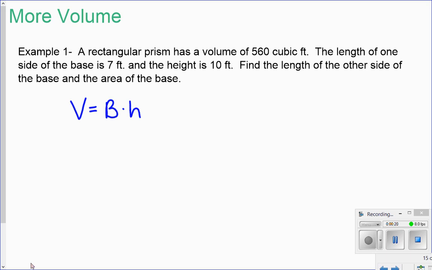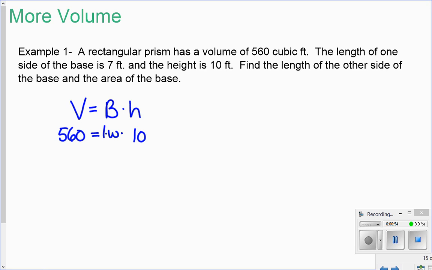So I'm going to go ahead and substitute the volume in for V, 560. It says the length of one side of the base is 7 feet and the height is 10 feet. That's referring to the height of the prism. So I'm going to substitute that in for the height of the prism. And I don't know the area of the base, but I do know the area of a rectangle is length times width. So I'm going to substitute in the formula for the area of a rectangle.